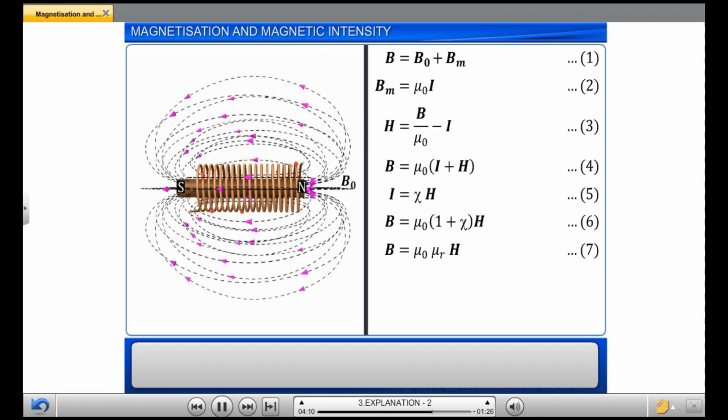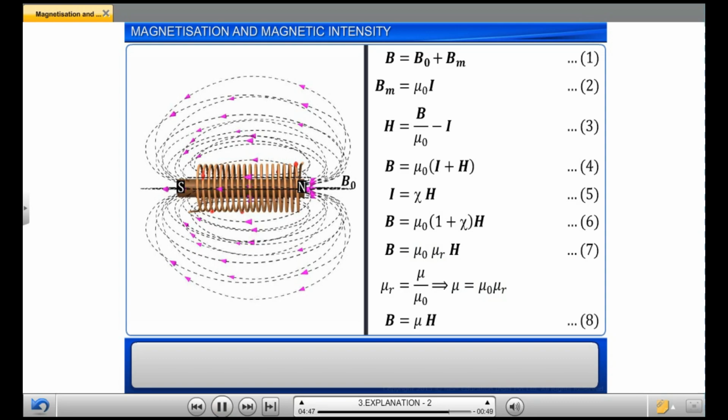We know that the relative magnetic permeability is the ratio of the magnetic permeability of the material to the magnetic permeability of vacuum. That is, mu R is equal to mu by mu naught. Then, mu is equal to mu naught into mu R. On substituting the magnetic permeability of the material, mu, in equation 7, we get the magnetic field as B is equal to mu H. Let this be equation 8.